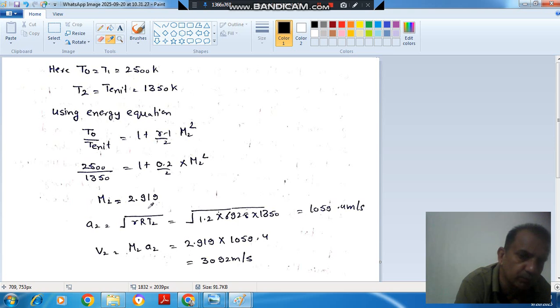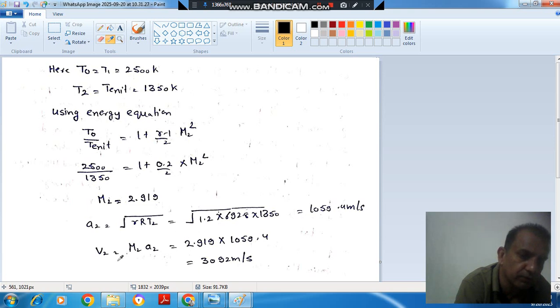T naught is 2500 and T exit is 1350, gamma is 1.2, so M2 can be calculated, that is 2.919. Okay, that is your Mach number. Temperature at exit is 1350, R we have calculated, that is 692.8, gamma is 1.2, so the sonic velocity will come out as 1059.4 meter per second.